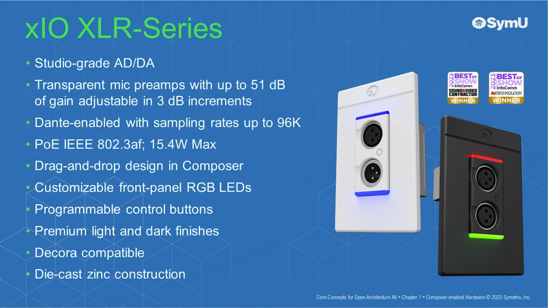The XIO XLR series of performance endpoints feature studio-grade analog-digital converters and transparent mic preamps with up to 51 dB of gain, adjustable in 3 dB increments. The units are Dante-enabled with sampling rates up to 96K. XIO XLR devices are powered by PoE and are simple to integrate with drag-and-drop design in Composer.